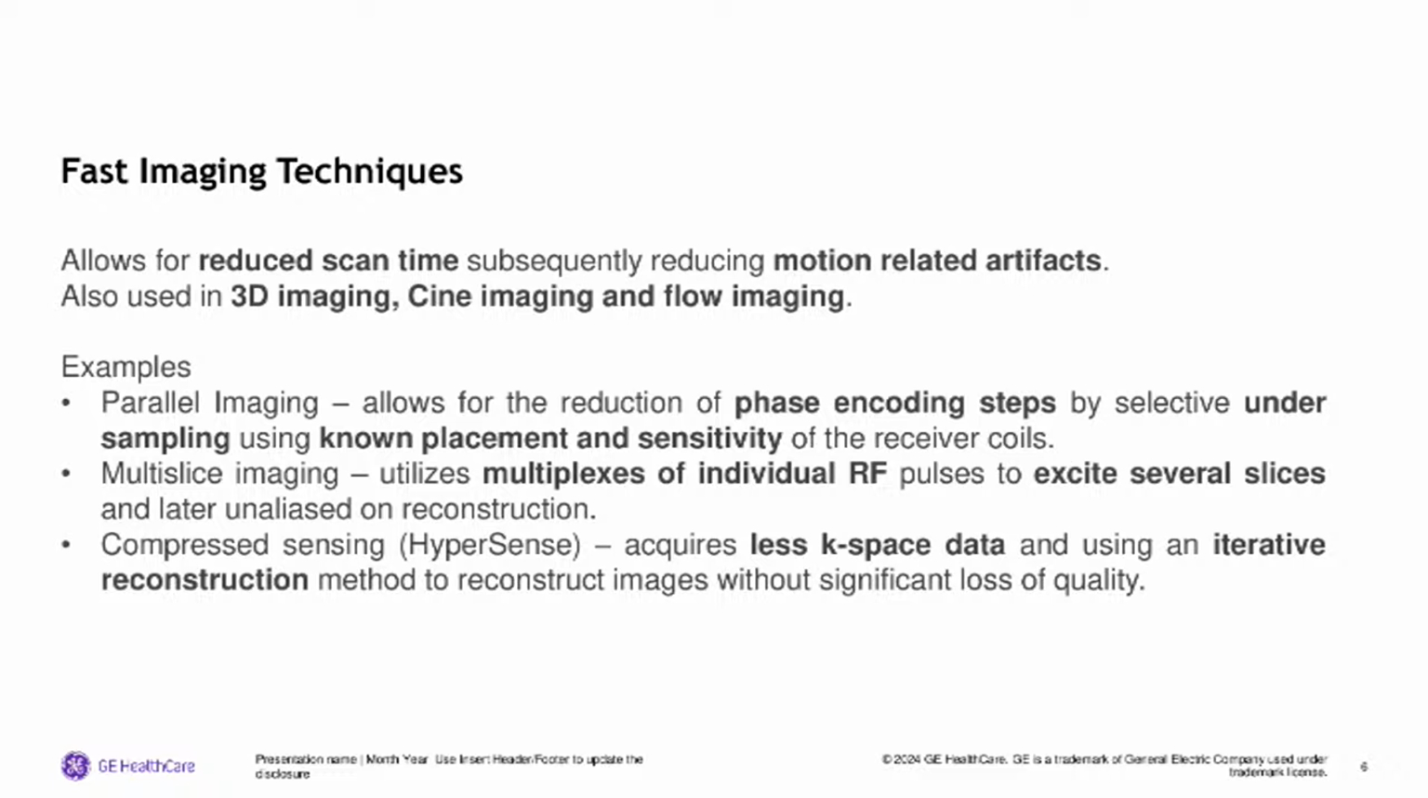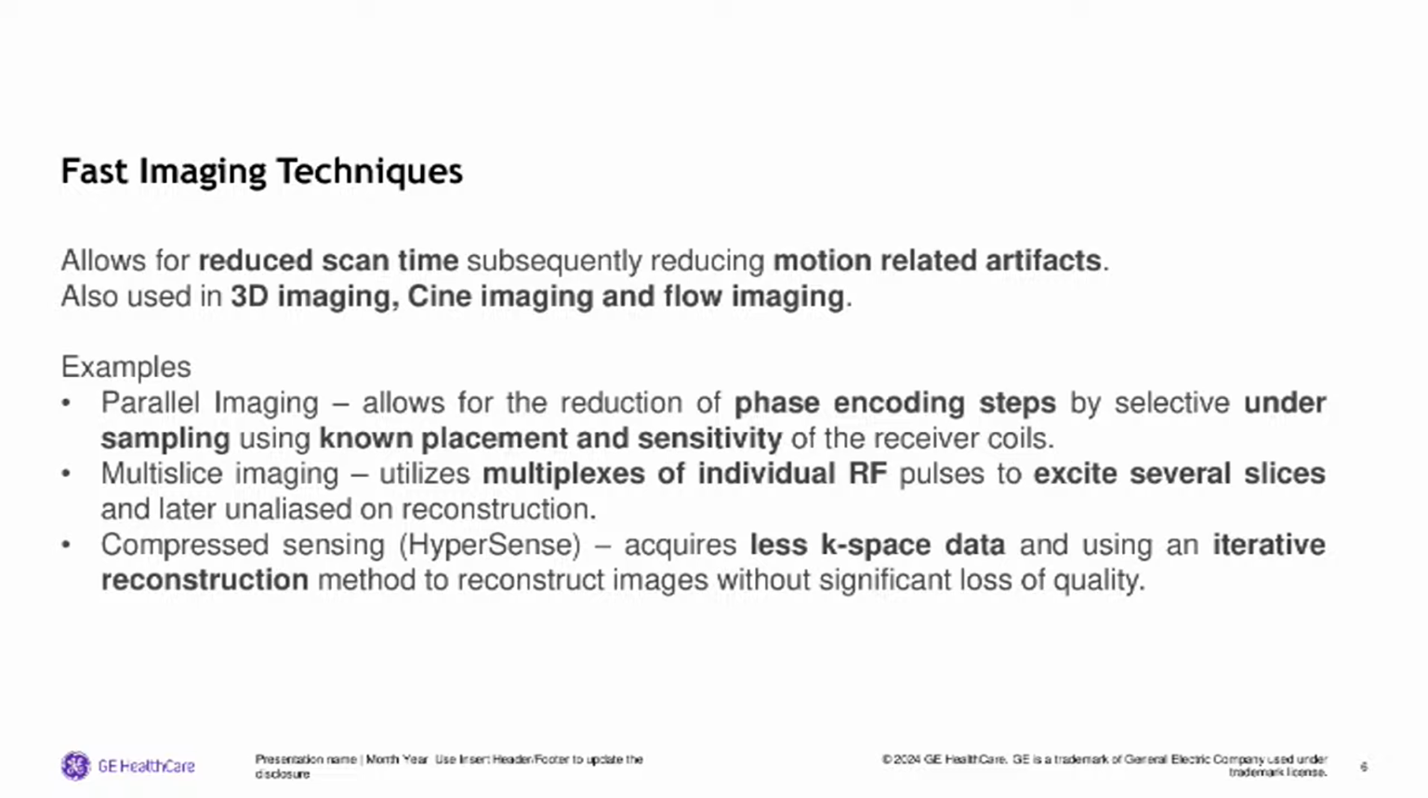So we can now send a summation of two RFs, read the image, and then analyze it to reconstruct and produce multiple slices at once. Feel free to interrupt in case there's a point you don't understand. I can repeat. Okay.